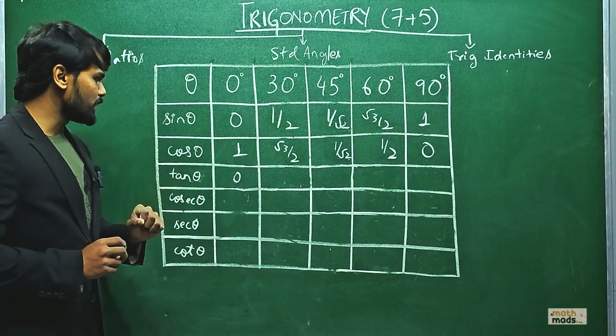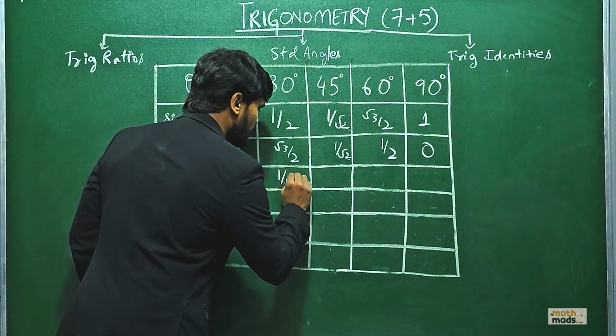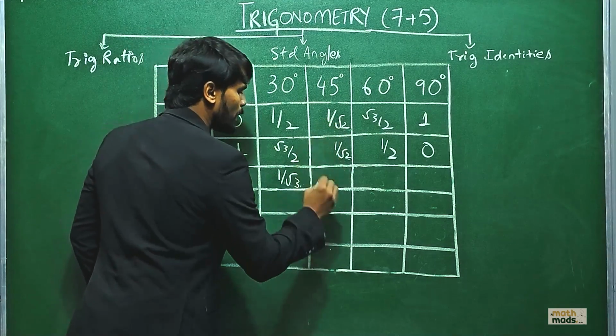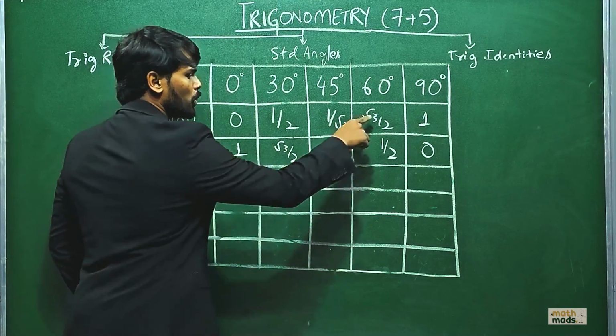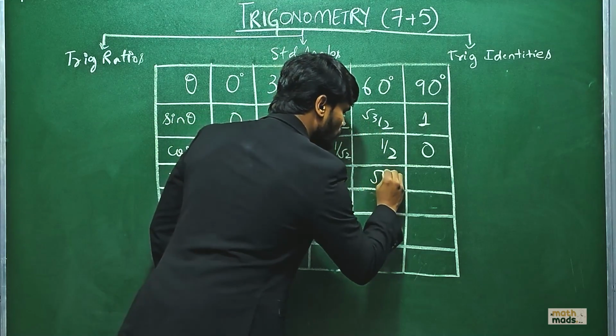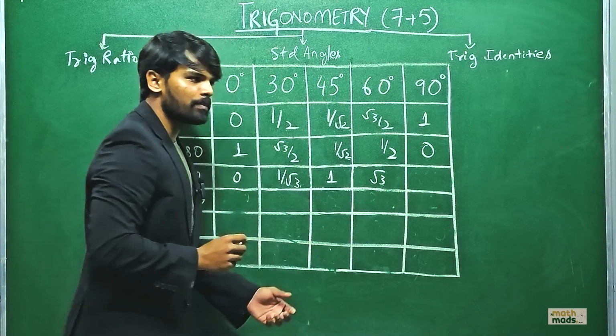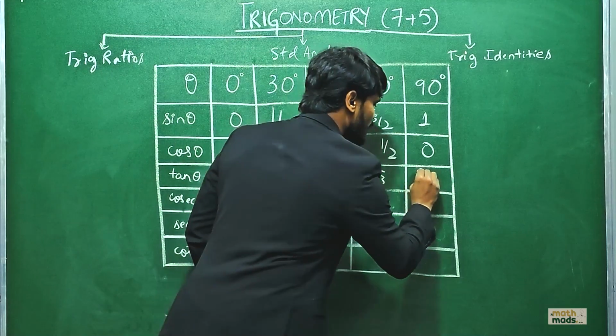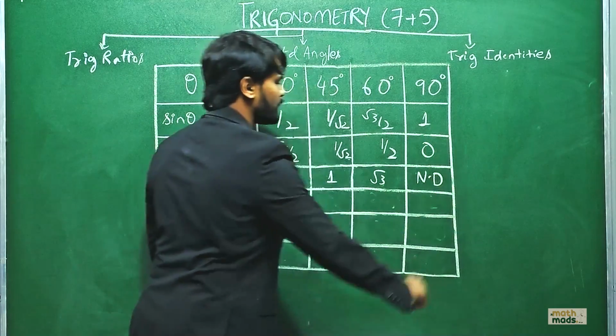1 by 2 and root 3 by 2, you will be getting 1 by root 3. 1 by root 2, 1 by root 2, you will be getting 1. Root 3 by 2, 1 by 2, you will be getting root 3. 1 by 0 is an undetermined form, so you can just write not defined.